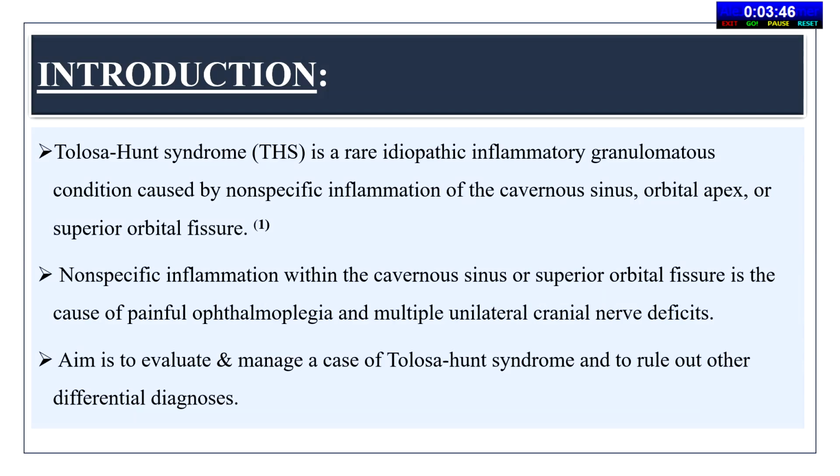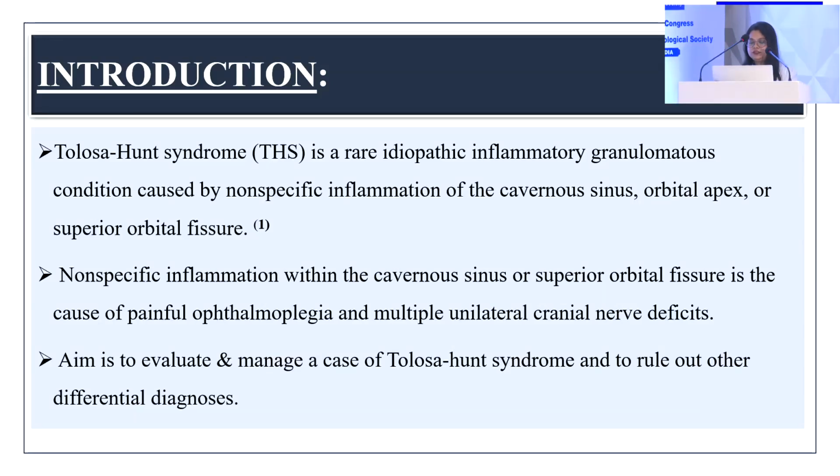Tolosa-Hunt syndrome is a rare idiopathic inflammatory granulomatous condition caused by non-specific inflammation of the cavernous sinus, orbital apex, or superior orbital fissure. Non-specific inflammation within the cavernous sinus or superior orbital fissure is the cause of painful ophthalmoplegia and multiple unilateral cranial nerve deficits. The aim is to evaluate and manage a case of Tolosa-Hunt syndrome and to rule out other differential diagnoses.